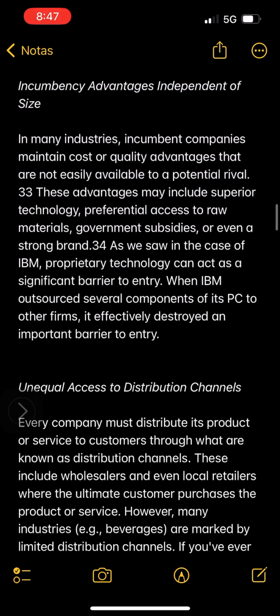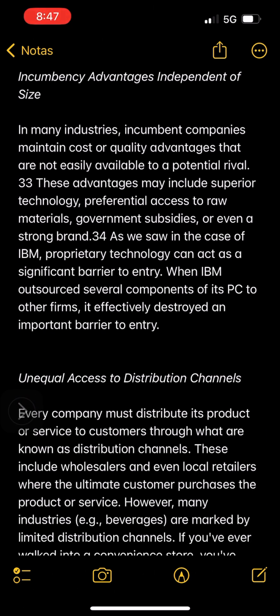Incumbency advantages independent of size. In many industries, incumbent companies maintain cost or quality advantages that are not easily available to a potential rival. These advantages may include superior technology, preferential access to raw materials, government subsidies, or even a strong brand. As we saw in the case of IBM, proprietary technology can act as a significant barrier to entry. When IBM outsourced several components of its PC to other firms, it effectively destroyed an important barrier to entry.